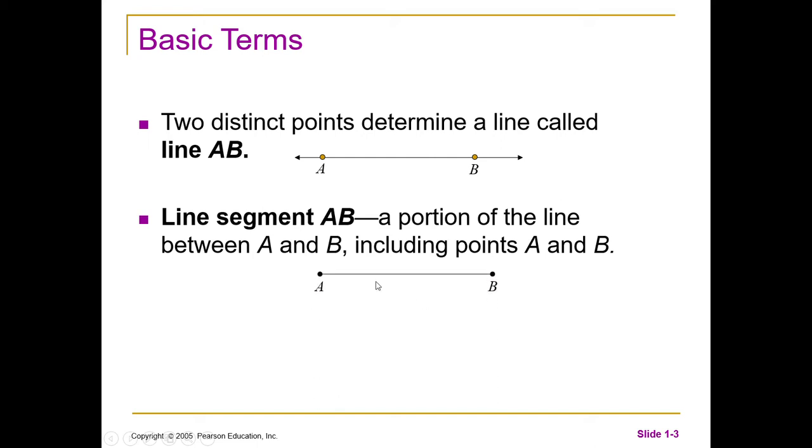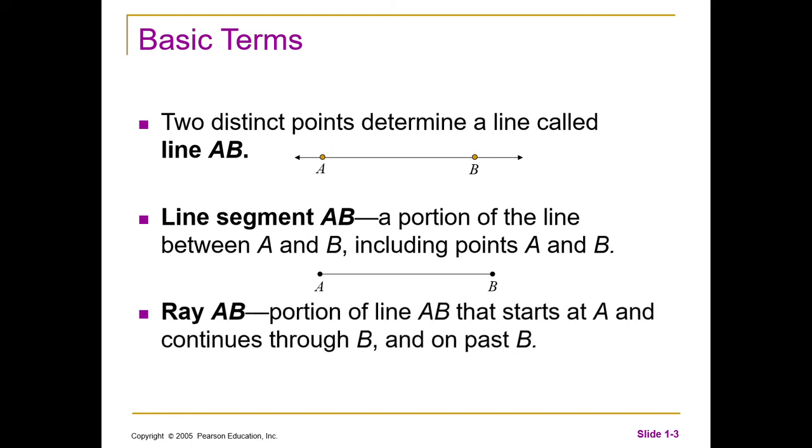So, here is an example. It has boundaries, right? These are the points A and B, and that is what we call a line segment. For ray AB, it is the portion of line AB that starts at A and continues through B and past B. So this is ray AB, from point A through point B. It goes on continuously, and that is the direction of our ray AB.